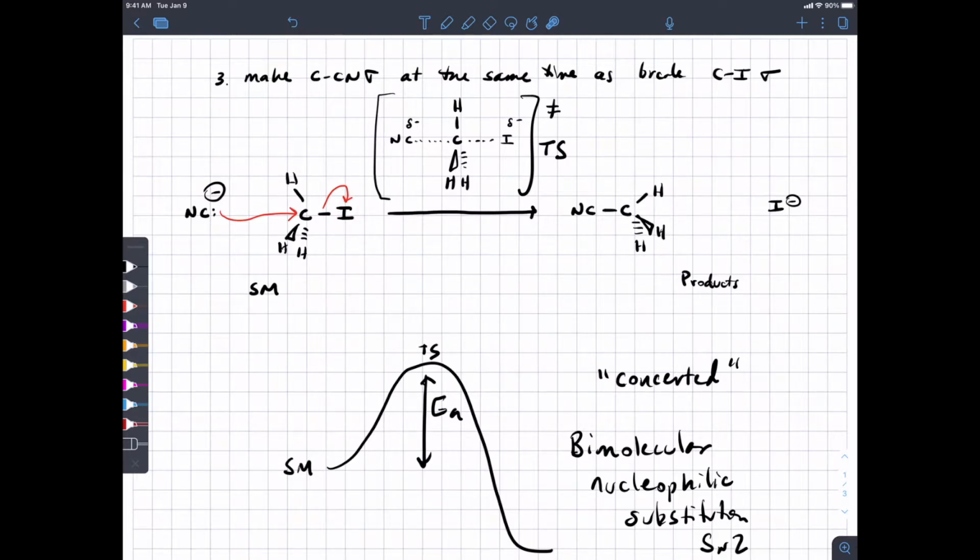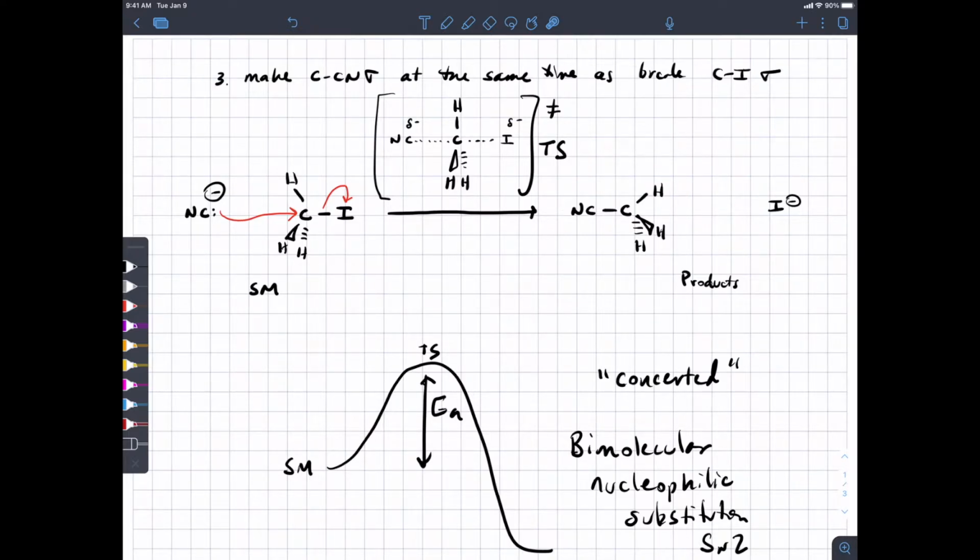And that would presumably go through this transition state where the bond between carbon and iodide is breaking at the same time as CN minus is coming in. No longer full negative charges on CN minus and I minus. And then here's the substitution product.